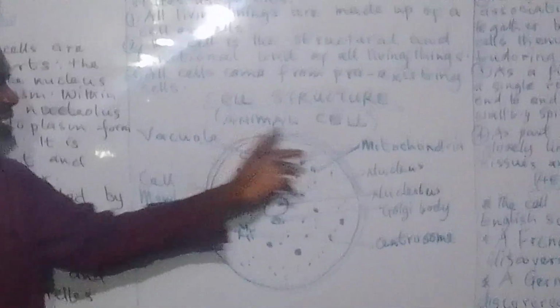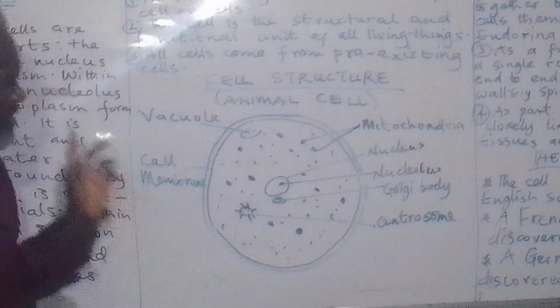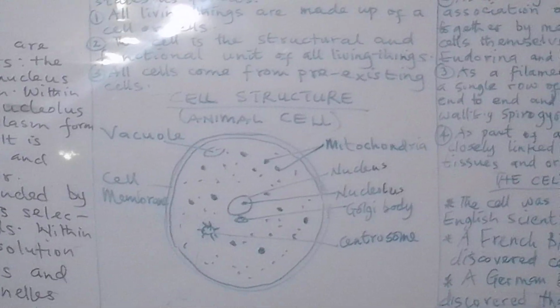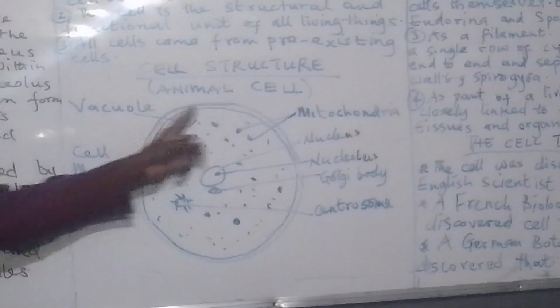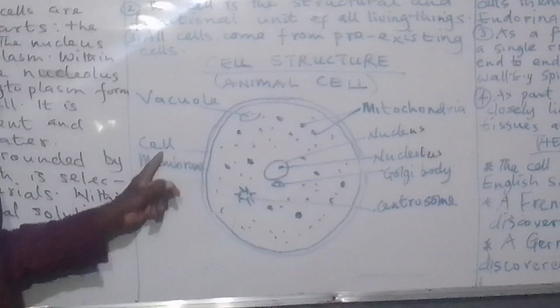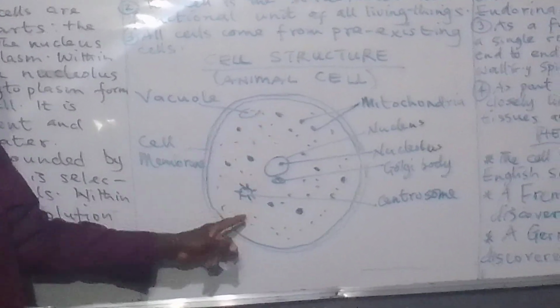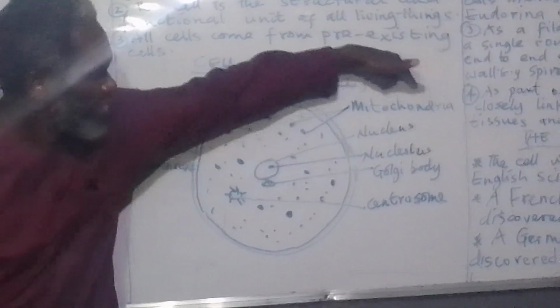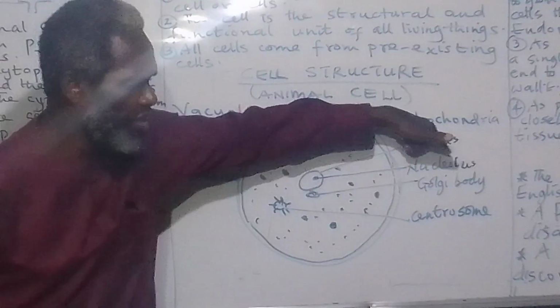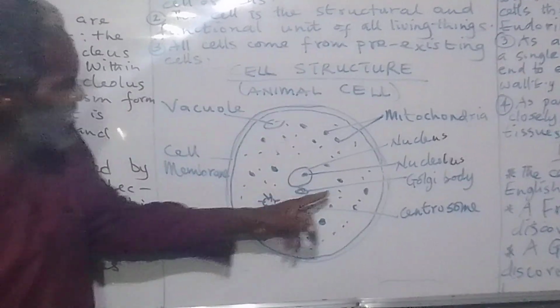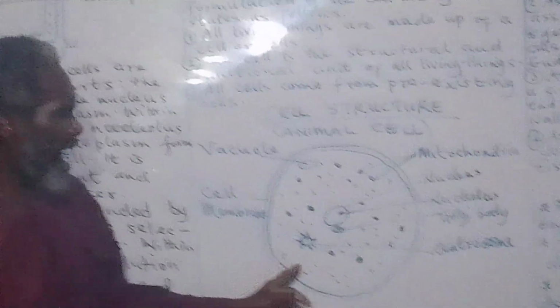Cell structure. This is the animal cell. As you can see, it has the cell membrane, which is this one. It has the vacuole, it has the mitochondria, the nucleus, the nucleolus inside the nucleus. It has the Golgi body and the centrosome.